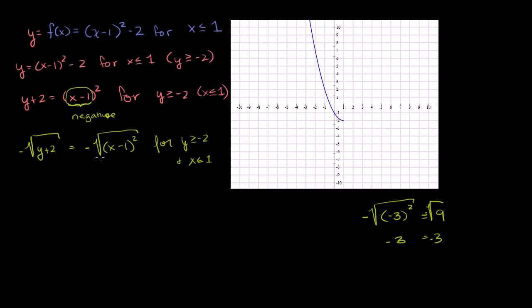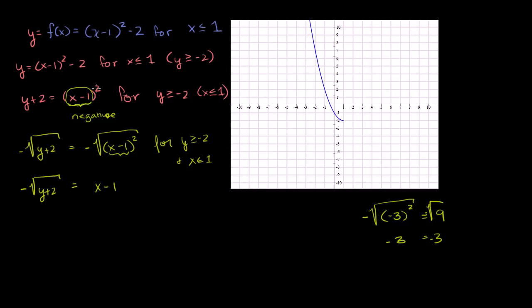And then this expression right here, let me write the left again. Negative square root of y plus 2 is equal to the negative square root of x minus 1 squared, which is just going to be x minus 1. X minus 1 squared is some positive quantity. The negative root is the negative number that you have to square to get x minus 1 squared. So that just becomes x minus 1.